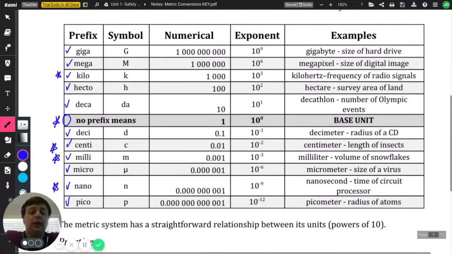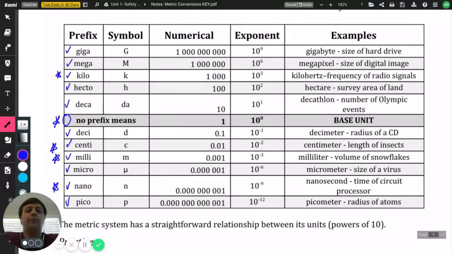Okay? So really, in the grand scheme of things, the most commonly used prefixes in chemistry are kilo, the base, centi, milli, and nano. Okay, so those are the ones that you absolutely have to know how far they are apart. Okay, so how do I remember how far these are apart?